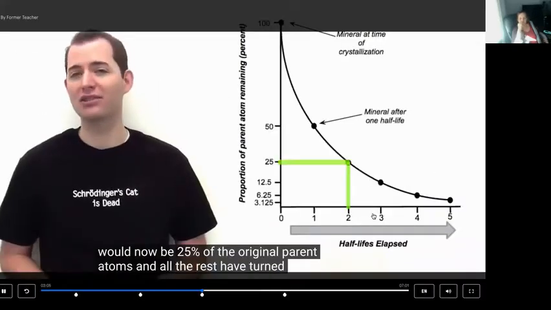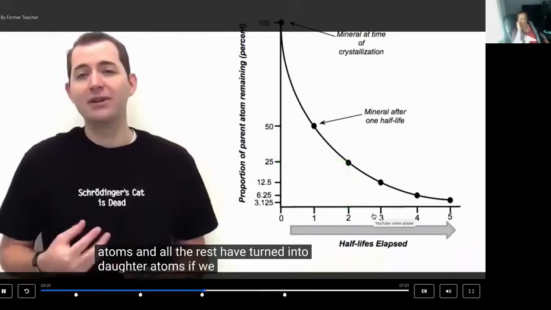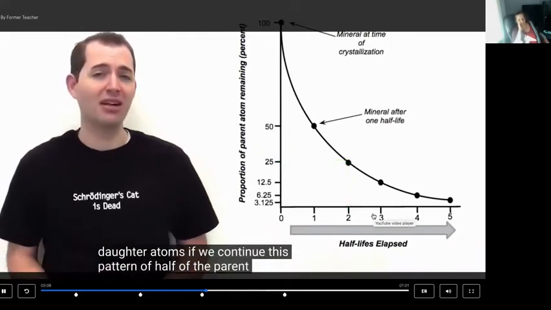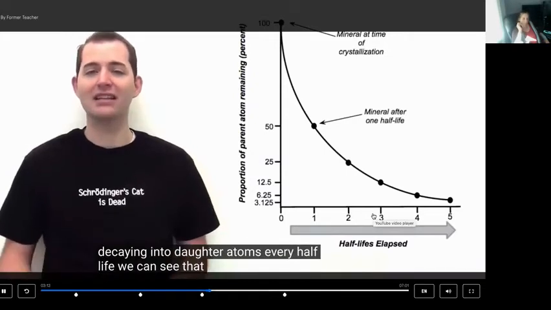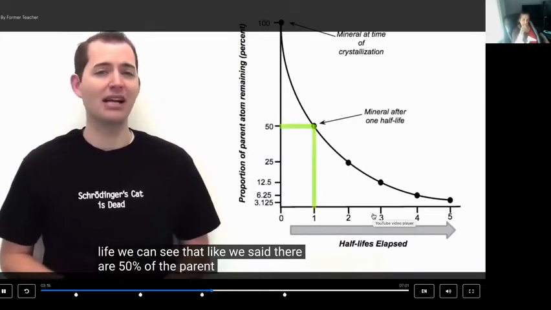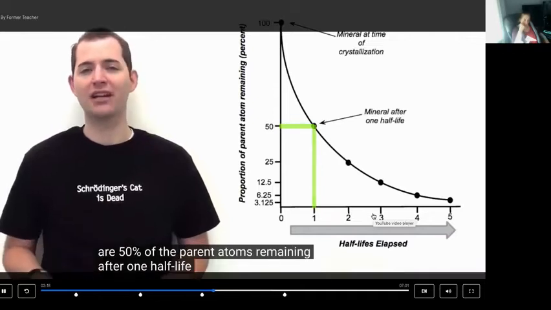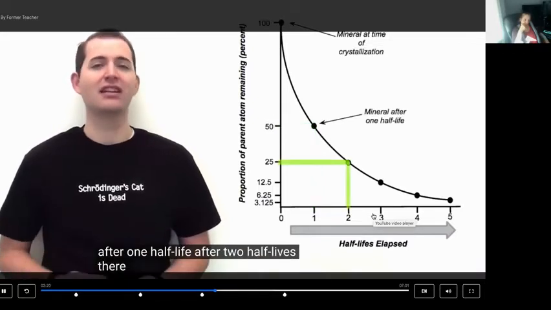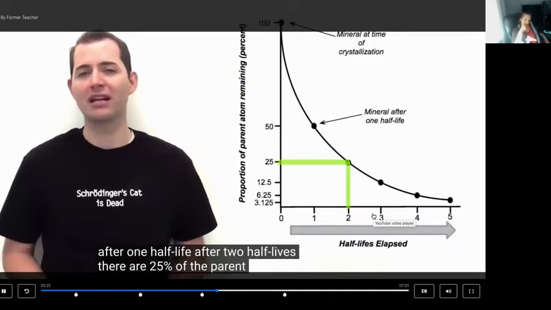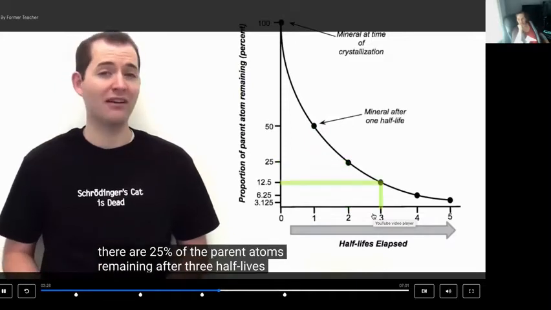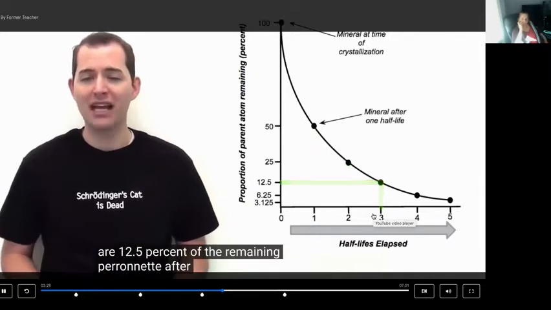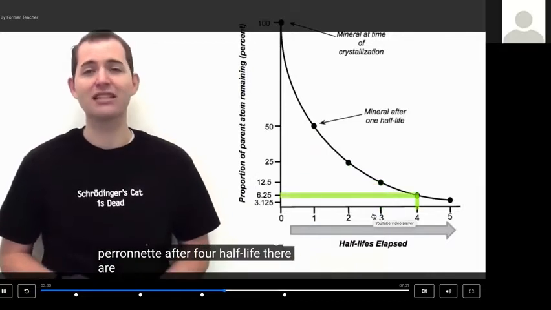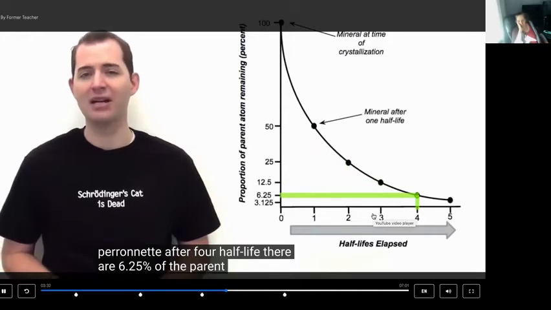All the rest have turned into daughter atoms. If we continue this pattern of half of the parent atoms decaying into daughter atoms every half-life, we can see that, like we said, there are 50% of the parent atoms remaining after one half-life. After 2 half-lives, there are 25% of the parent atoms remaining. After 3 half-lives, there are 12.5% of the remaining parent atoms. After 4 half-lives, there are 6.25% of the parent atoms.